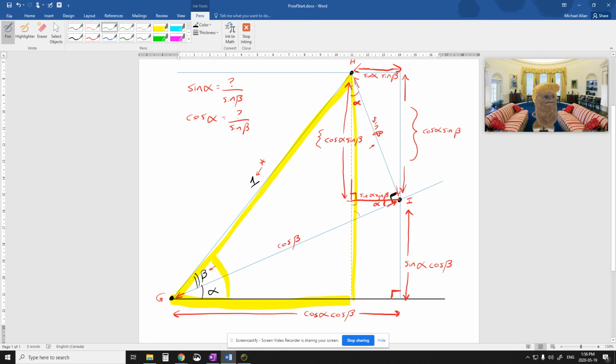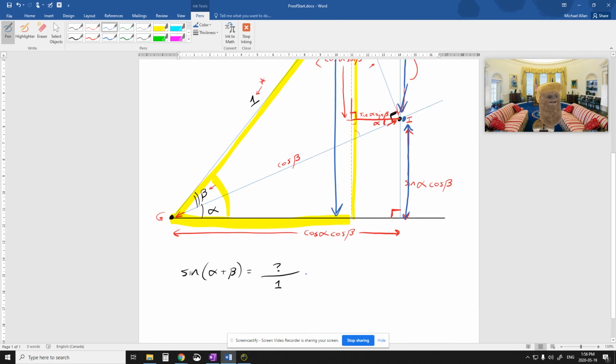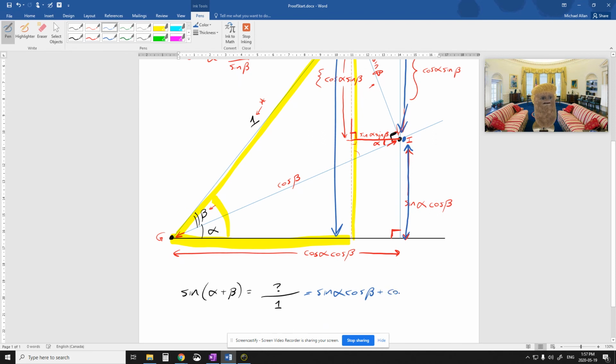Sine is from the very top to the very bottom. So that's the sine. And you can see that there's two parts to that. There's this piece up to this dot here, and then there's this piece up to the top as well. So those two added together should give me that really big line. And those two pieces added together are sine alpha cos beta plus, and I think if I go up there, it should say cos alpha, yeah. Cos alpha sine beta. And there we go.